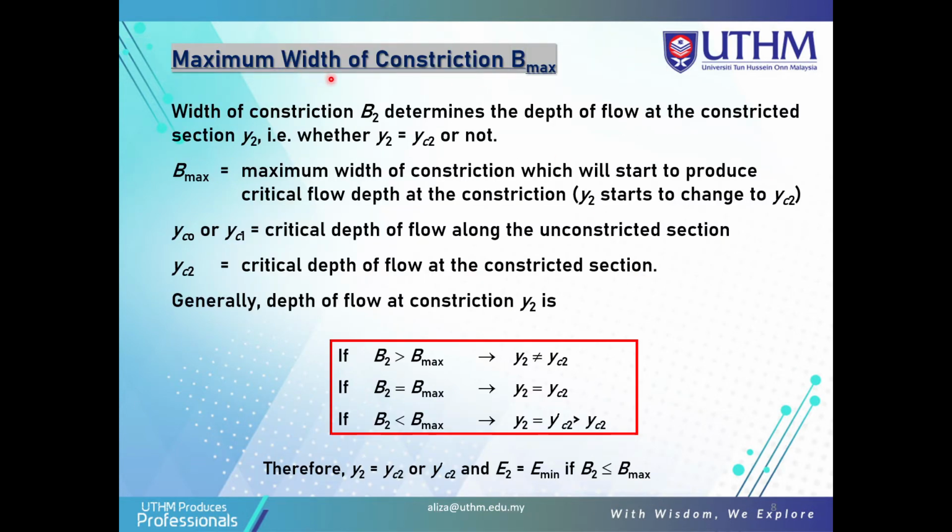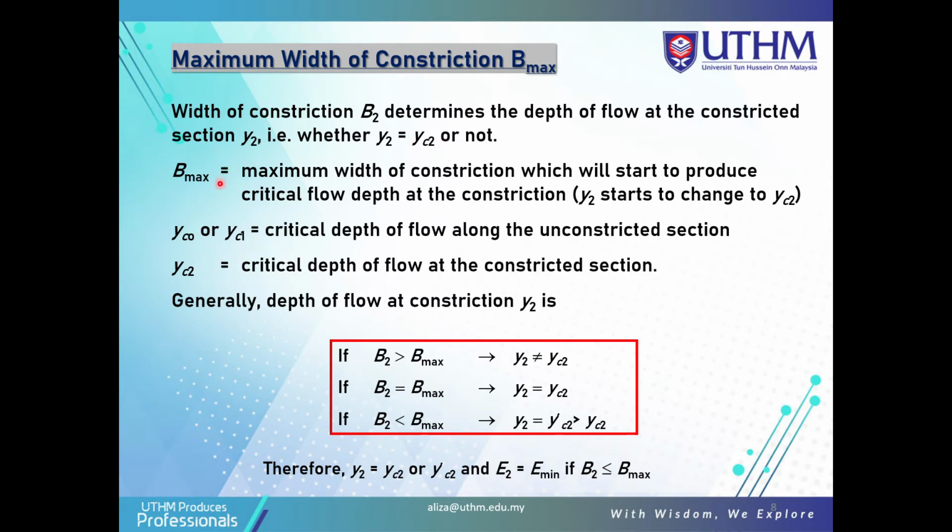The maximum width of constriction is B max. When the broad-crested weir is used, we use H and H minimum. For constriction, we use B or B maximum. The width of constriction B2 determines the depth of flow at the constricted section Y2, where Y2 is equal to Y critical at 2 or not.